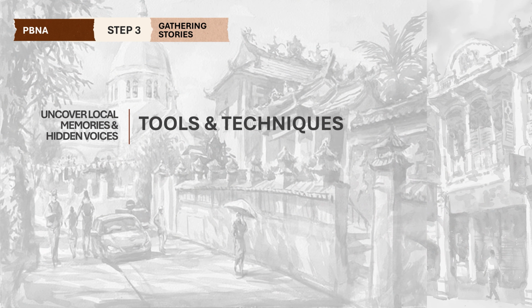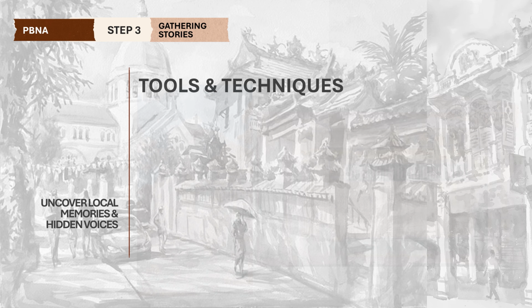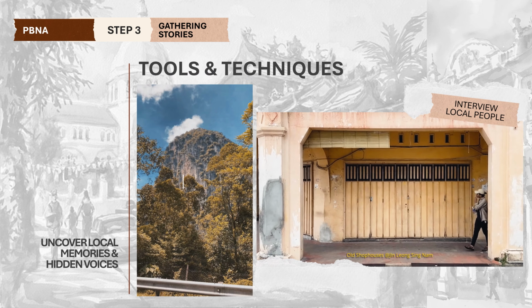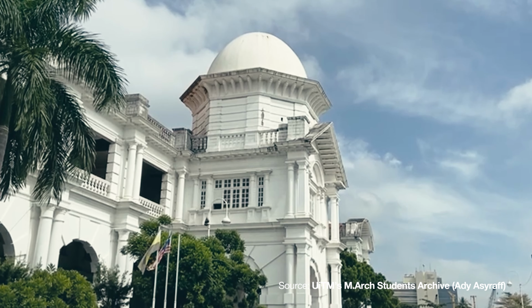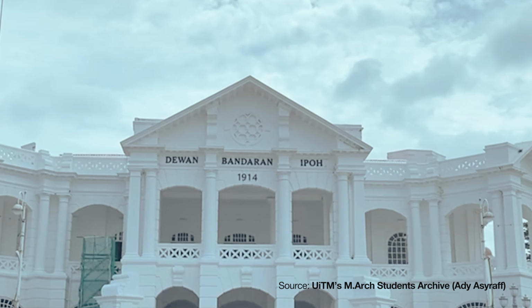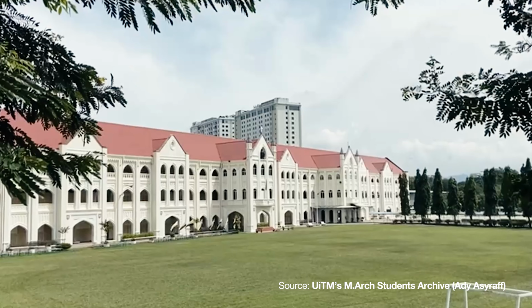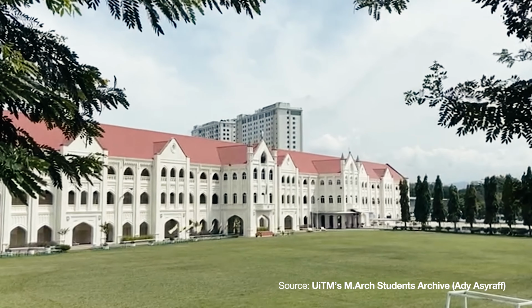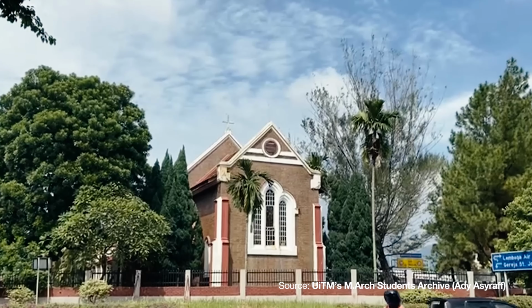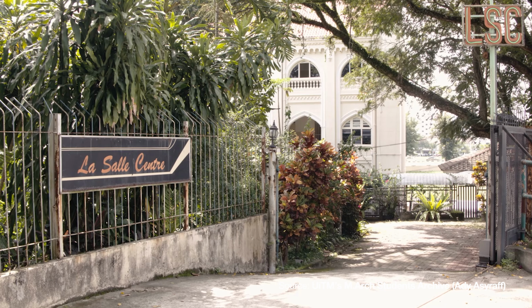Gathering stories. In this step, students move from observing the site to listening deeply to its people. The goal is to uncover lived experiences, memories, and local knowledge. Intangible stories that shape the soul of a place, yet are often missed in typical site analysis. We focus on 2 main methods.